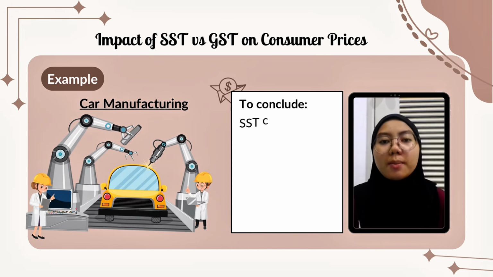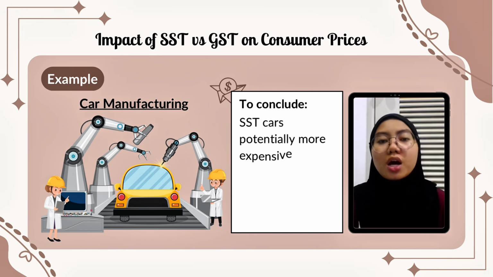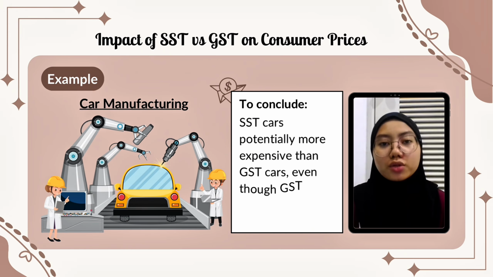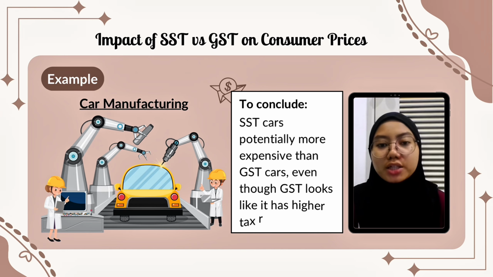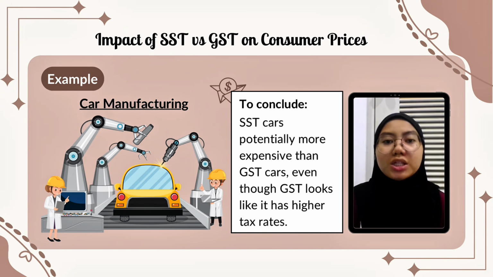For example, car manufacturing. Under GST, when a car company sells a car for 100,000, they charge 6% GST, 6,000, to the customer. However, the company can claim back the GST they already paid for steel, parts and also services used to build the car. This means the customer only pays tax on the value the car company added.